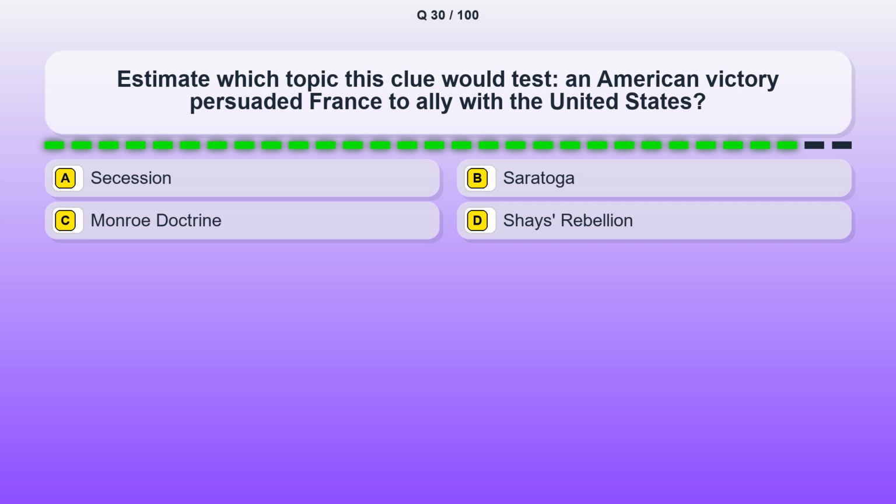Question 30. Estimate which topic this clue would test. An American victory persuaded France to ally with the United States. Option A, secession. Option B, Saratoga. Option C, Monroe Doctrine. Option D, Shays Rebellion.